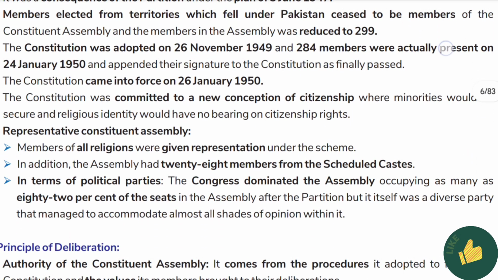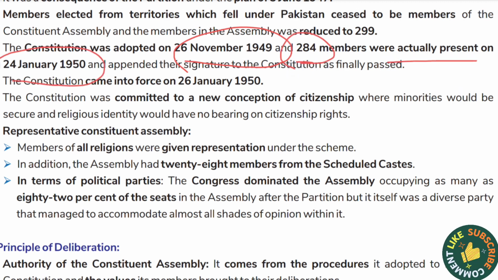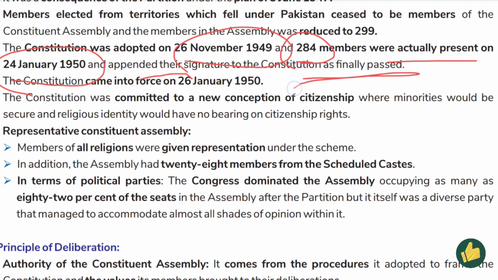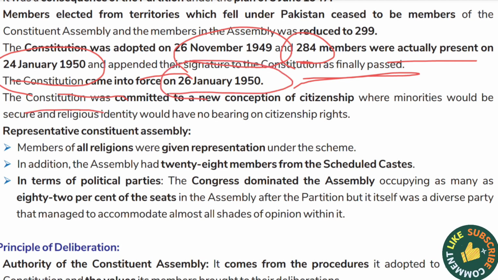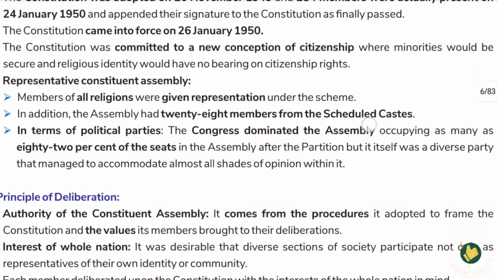The Constitution was adopted on 26 November 1949, and 284 members were actually present on 24 January 1950 and appended their signatures to the Constitution as finally passed. The Constitution came into force on 26 January 1950. The Constitution was committed to a new conception of citizens where minorities would be secure and religious identity would have no bearing on citizenship rights.